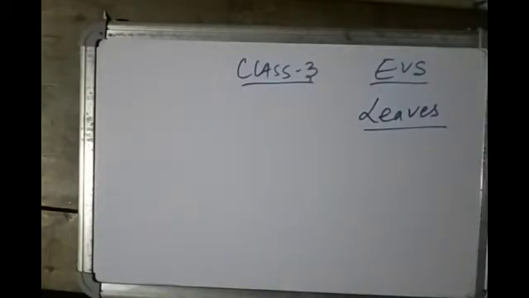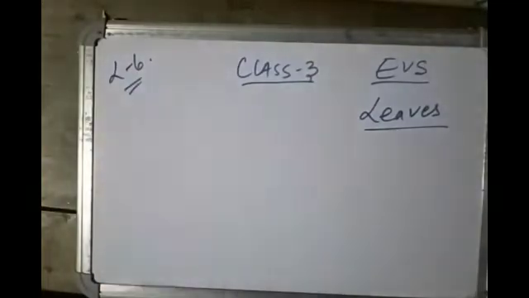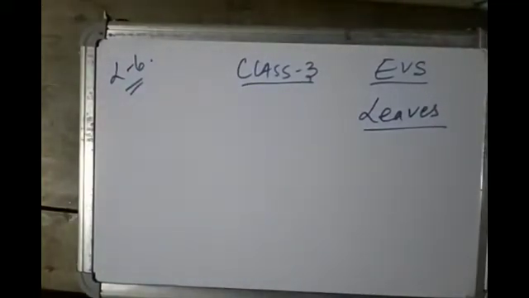This is lesson number 6 of class 3 environmental science, leaves, which is one of the parts of the plant.